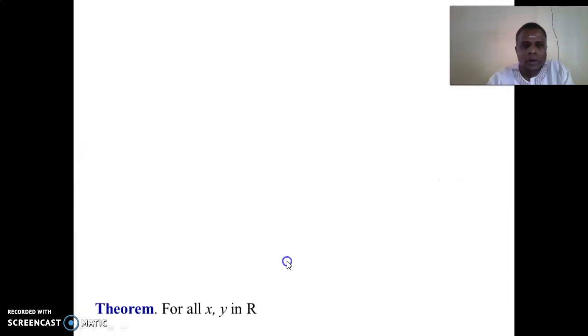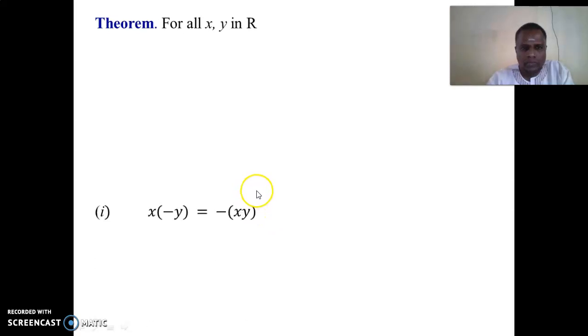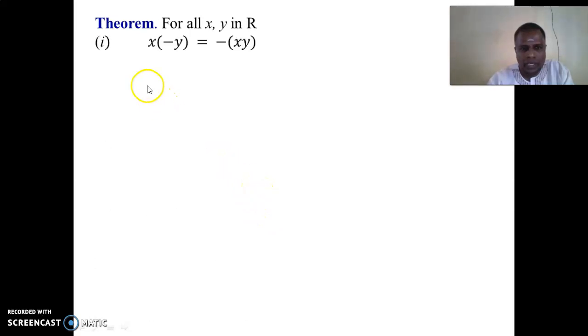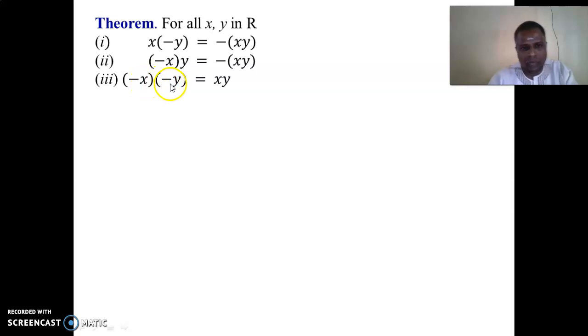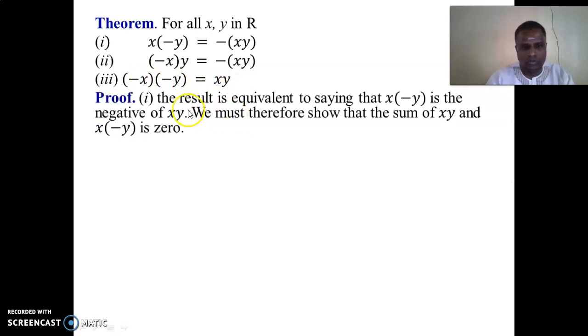Next theorem. For all x, y, the negative of xy is x times minus y. The negative of xy is also minus x times y. And the negative of x times the negative of y equals xy. Proof. The result is equivalent to saying that x times minus y is the negative of xy.